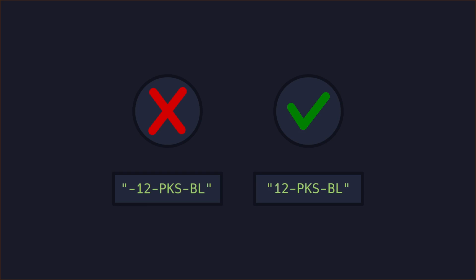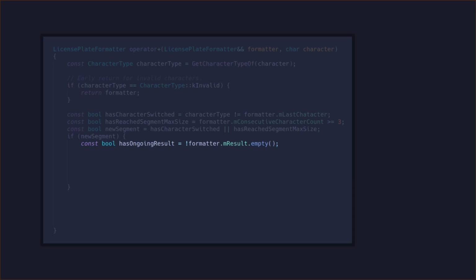Our first segment at the start of the string should not have a hyphen. To make sure this is the case, we check if the result is empty and add a hyphen if this is not the case. Next up, we need to update the last character type and reset the amount of consecutive characters. Now, all that remains is incrementing the current character count and adding the current character. Then we can return our formatter.